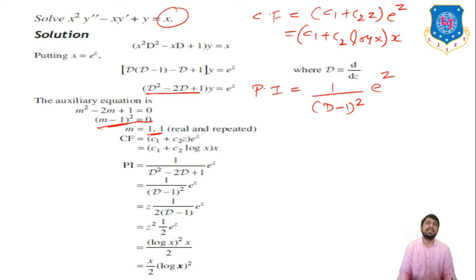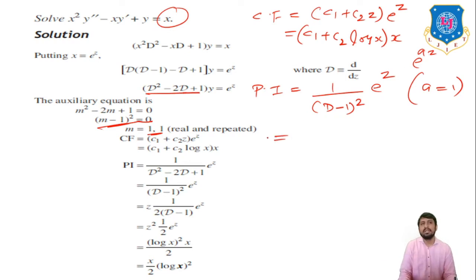Don't forget, in the last lecture we discussed the shortcut method, 4 cases: case 1, 2, 3, 4. First case is for e raised to ax plus b. Second case is sin ax plus b, cos ax plus b. Third case is for polynomial, and fourth case is for e raised to ax into another function. Now this is case number 1, just with z instead of x. So a is equal to 1 when we compare with e raised to az.